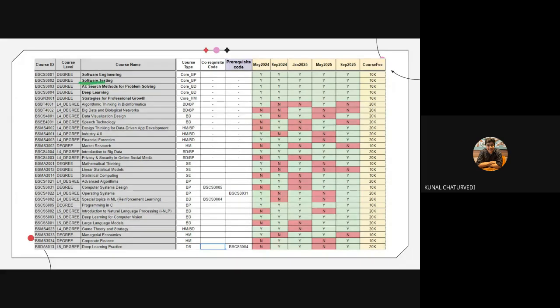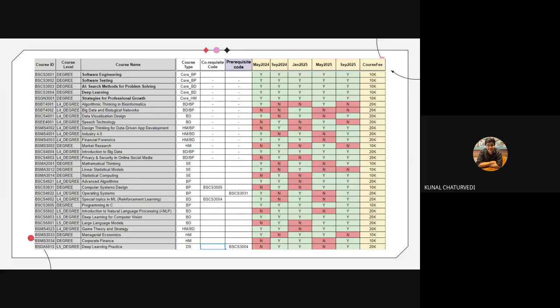So we have these core course pairs, basically. The first one is the software engineering and software testing pair, which we discussed in the start. Then we have this AI and deep learning course pair, which we also discussed in the start. And then we have the strategies for professional growth course. These five courses need to be completed.